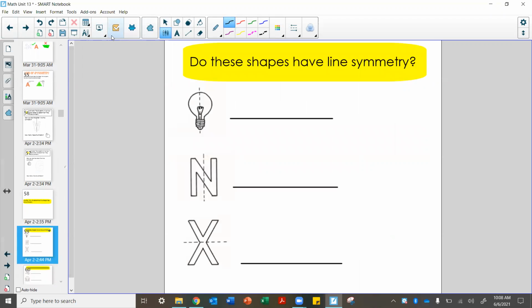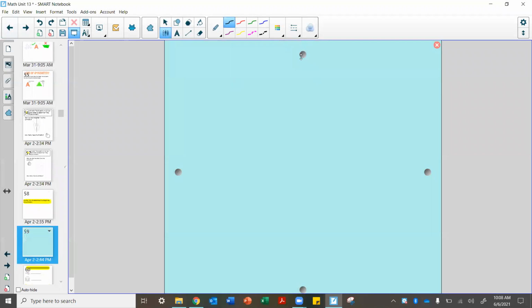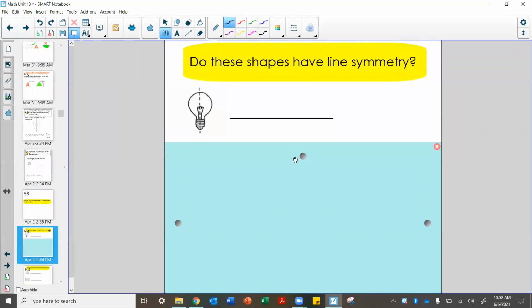Okay, so let's start with the light bulb, the top one. So on your whiteboards, I want you to write down yes or no, or if you are on Zoom, send in the chat yes or no. Do you think the light bulb has a line of symmetry? Remember, a line of symmetry is when both sides match exactly.